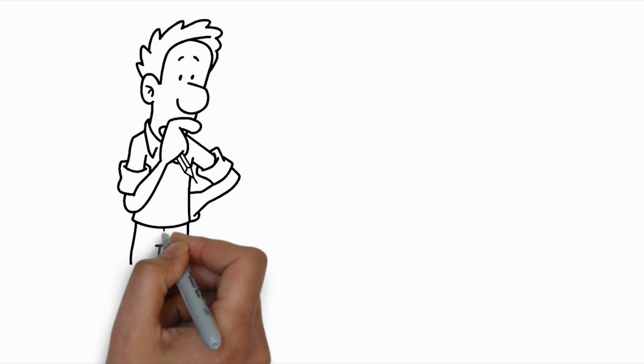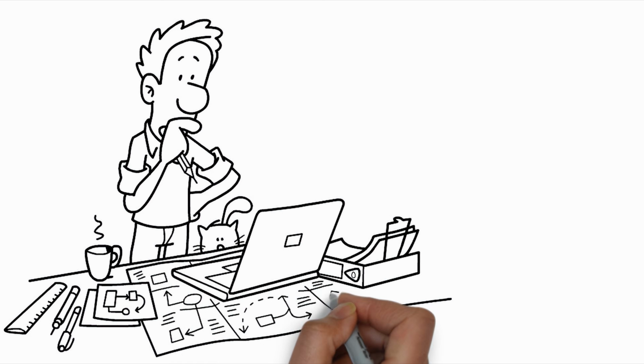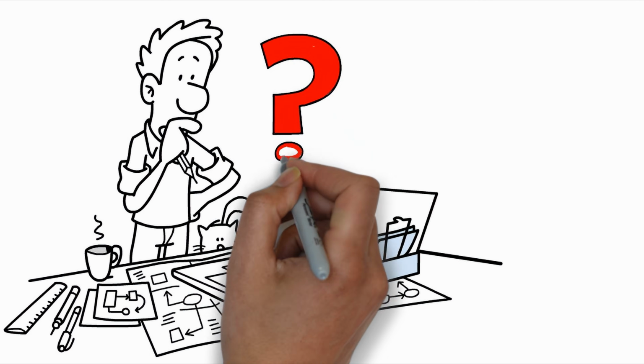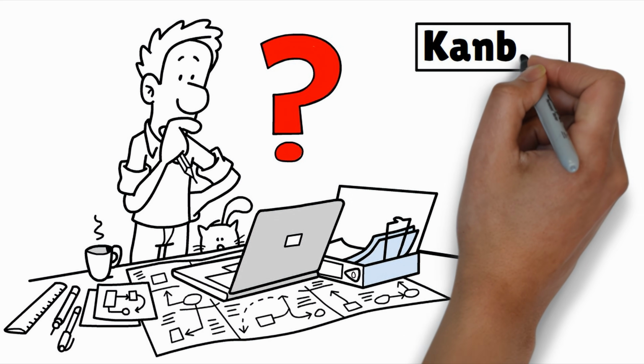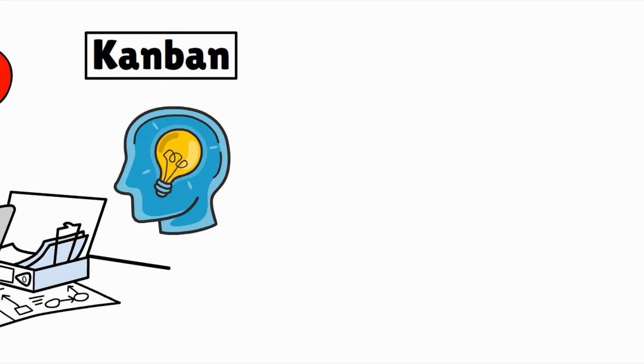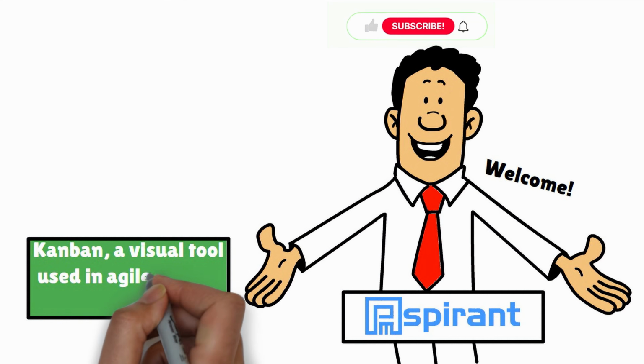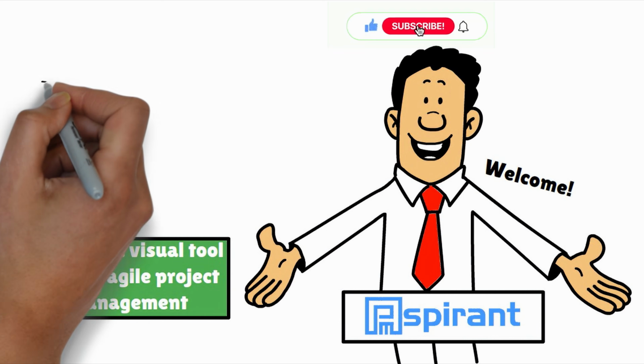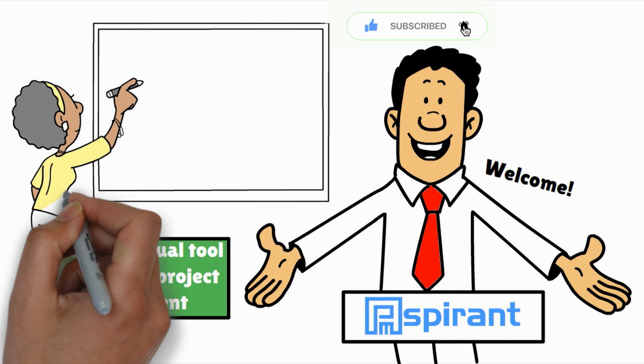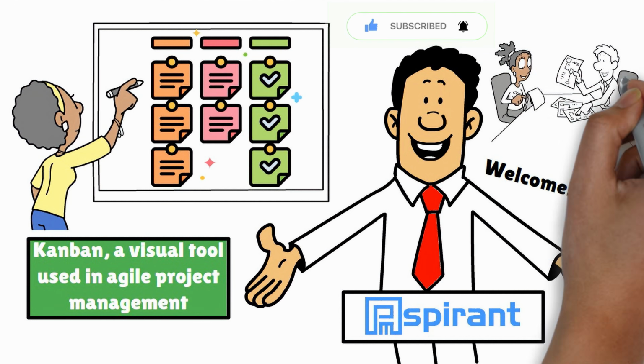Have you ever felt like your project's workflow is all over the place, or wondered how to get a clearer picture of where each task stands? Kanban could be the solution you're looking for. Today we're diving into Kanban, a visual tool used in Agile project management to streamline workflows, improve efficiency, and keep everyone on the same page.